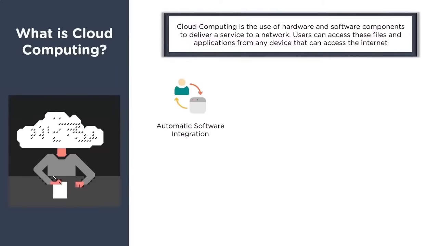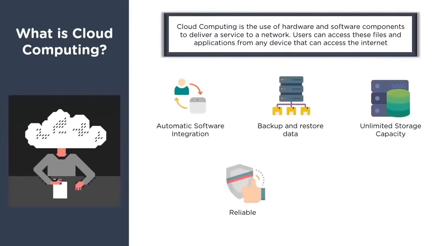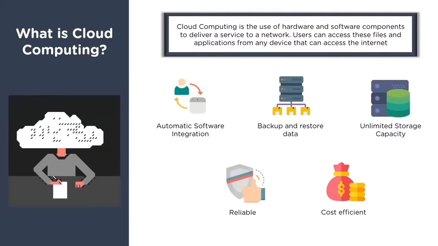Now, that allows for automatic software integration, backup and restoring data, unlimited storage capacity, reliable use of different services, and a cost-efficient solution. Now, we know that in cloud computing there are different service models. You have platform as a service, infrastructure as a service, and software as a service. These are the prominent models offered by different cloud providers, such as Google, Amazon, and Azure, and also some organizations build their own private clouds using open source OpenStack.